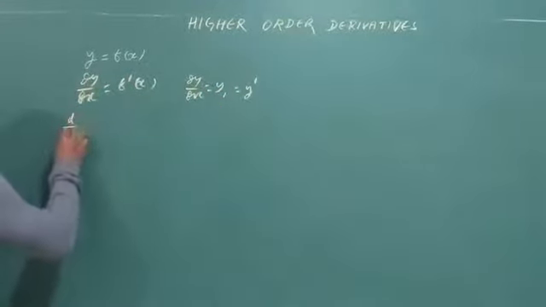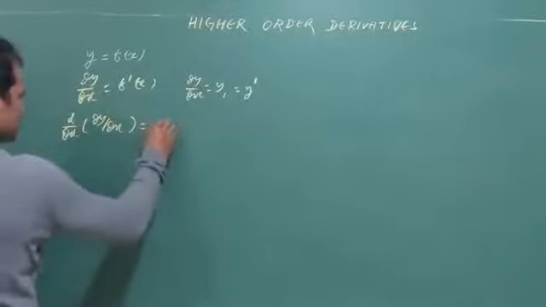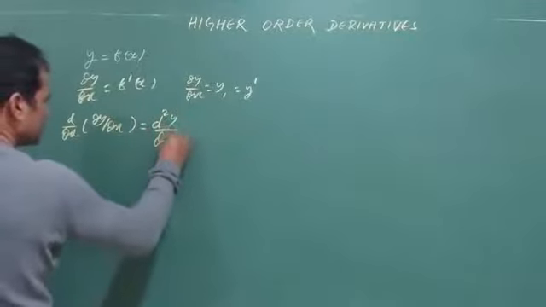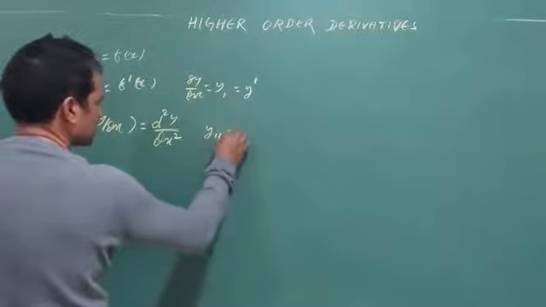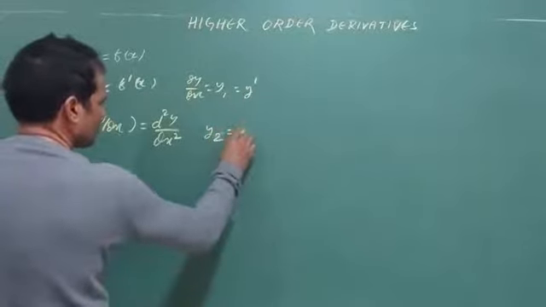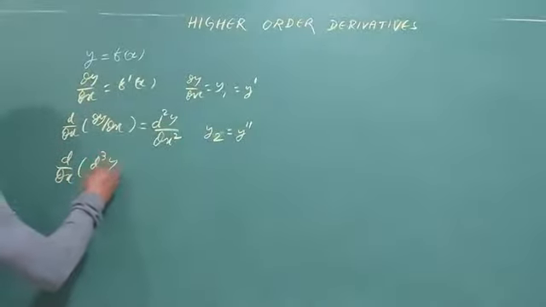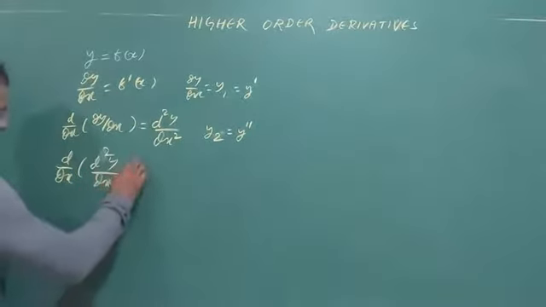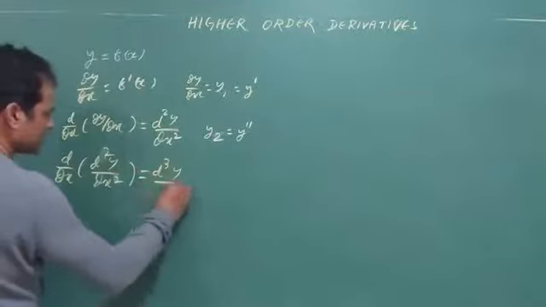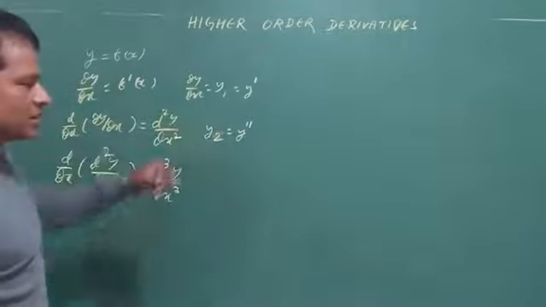Then again I can find d by dx of dy by dx. That can be written as d2y by dx2, which is known as y double dash, y2 or y''. Similarly, if I find d by dx of d2y by dx2, that will be d3y by dx3. Maximum we have to go to the second order derivative.